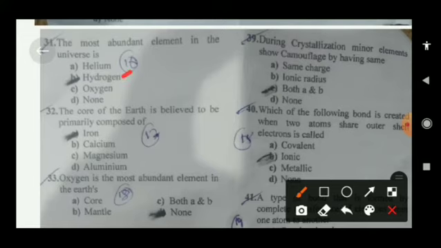Next question: The core of the earth is believed to be primarily composed of... The right option is iron. Next question: Oxygen is the most abundant element in the earth's... The right option is none.